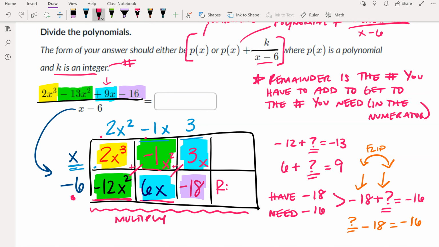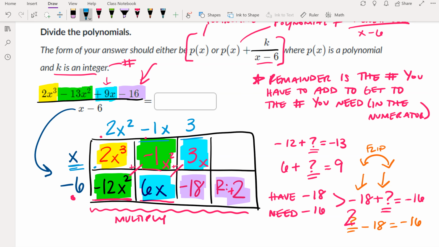Hopefully y'all have figured it out by now. Negative 18 plus 2 would get me to negative 16. So the answer, the thing that goes in this question mark, is 2. And so that means our remainder is 2. Because if we were to add 2 to the negative 18, we would get back to what we have and what we need, which is in our numerator. All right, so positive 2 is our remainder.